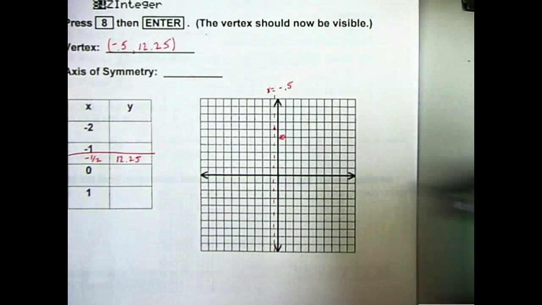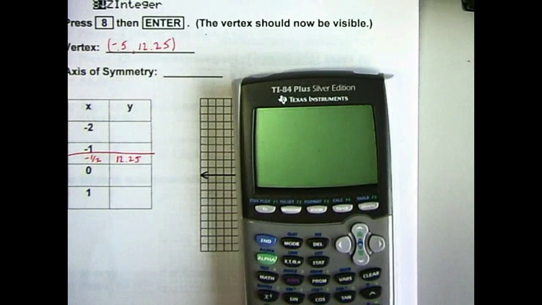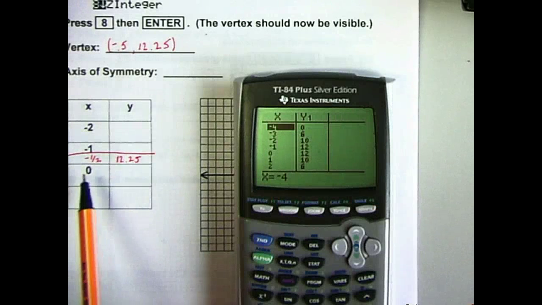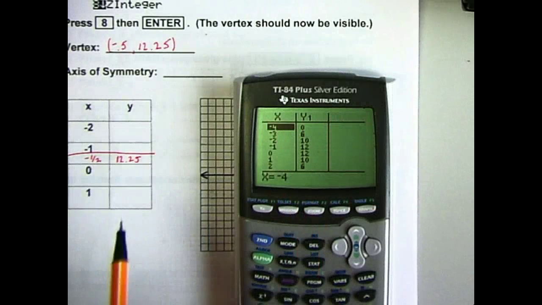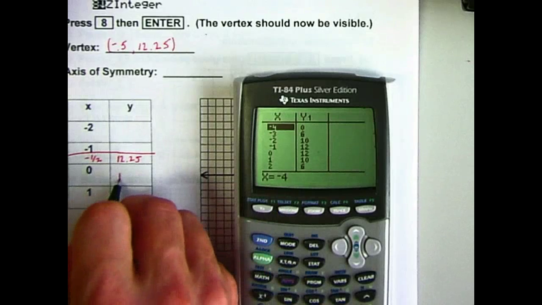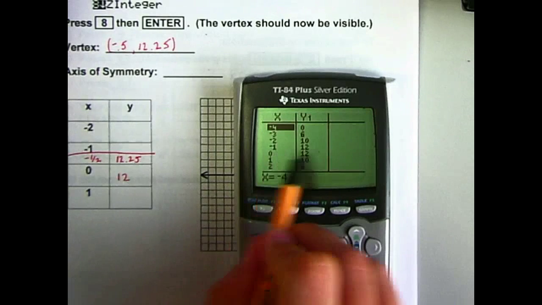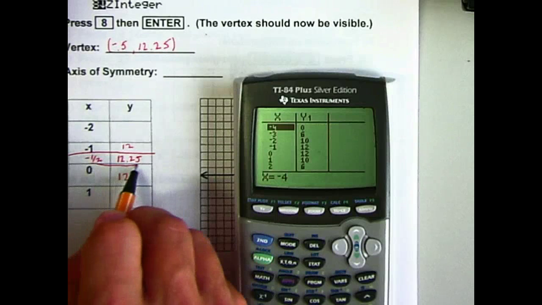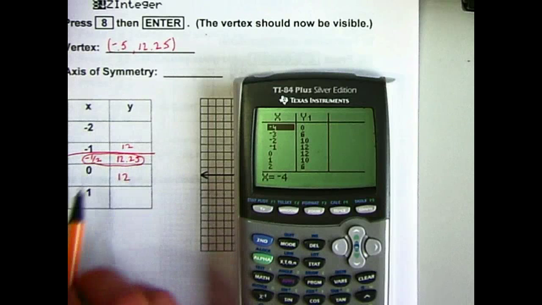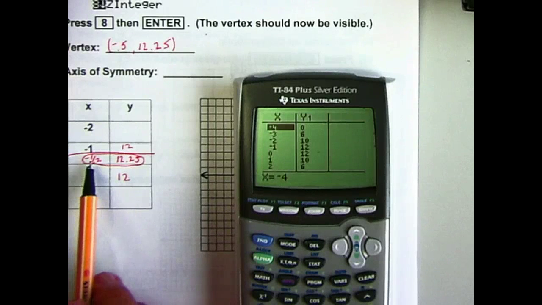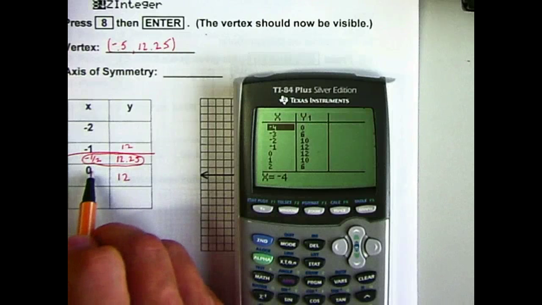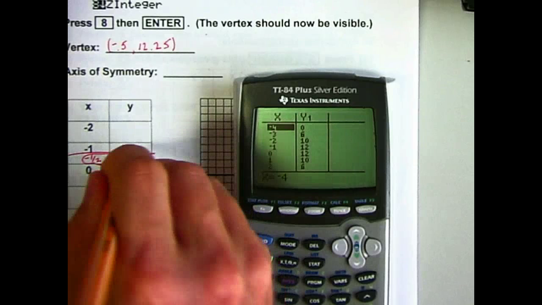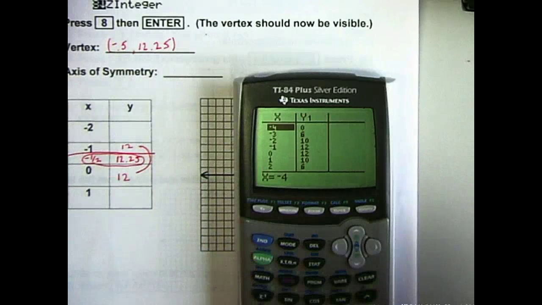Okay, so let's take a look at our calculator here and go to the table, and we want to look around negative a half, so this is a pretty good spot. So 0 is going to be 12. Negative 1 is also going to be 12. You can see how that symmetry lines up here, right? These are both 1/2 away from our vertex. So 1/2 this way, negative 1/2 that way, makes that nice line of symmetry. So I got 12 and 12. Okay, so it's around negative a half.